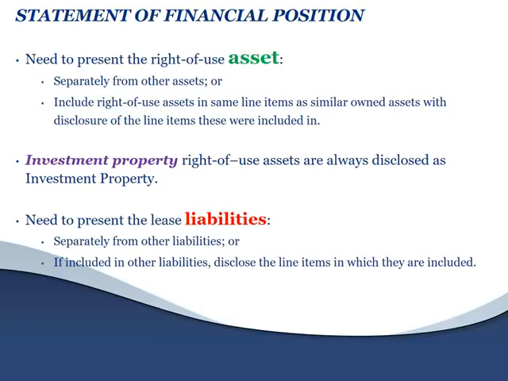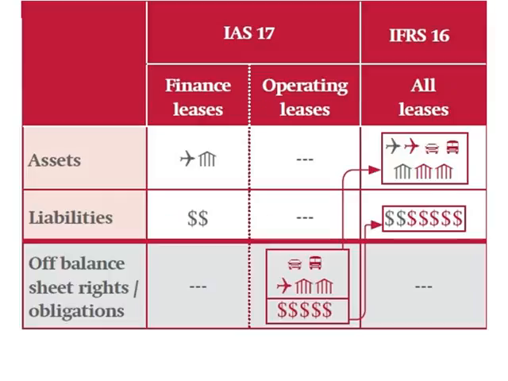Once again, you can show that liability separately, or you can include it with other liabilities, providing somewhere in the disclosures you do separate out those that relate to leases and those that don't. Just take a look at the following diagram illustrating that. You can see there that the IAS 17 column, the finance lease guys, had some assets and liabilities on balance sheet, really didn't have much off balance sheet. But the big impact is obviously going to be those of you who have a lot of operating leases.